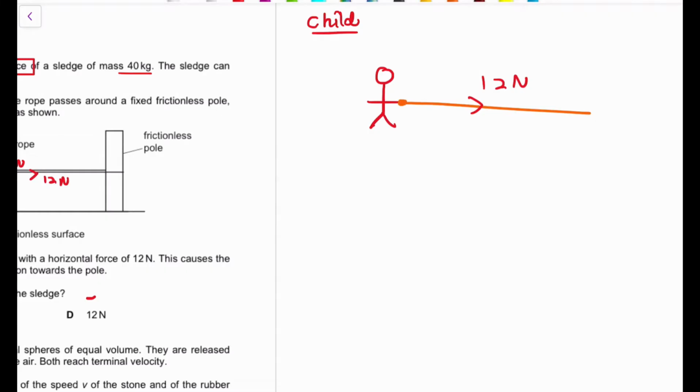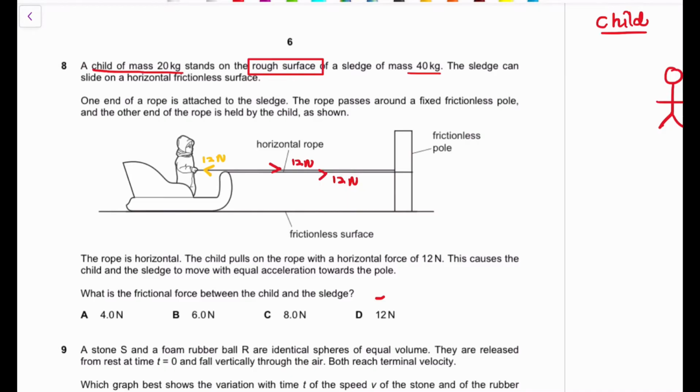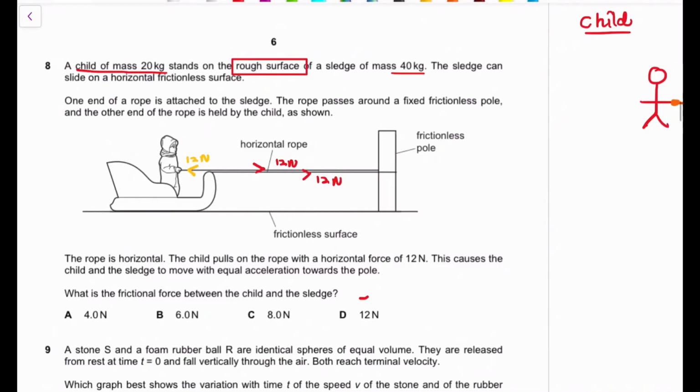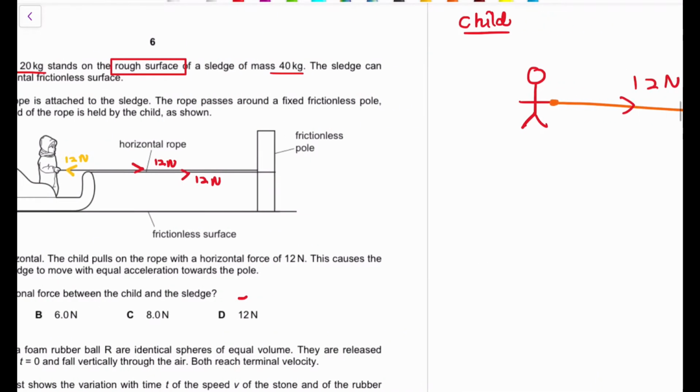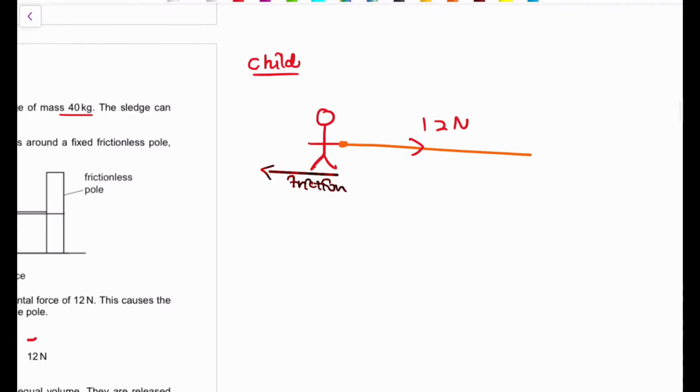The sledge is going to create a frictional force backwards. If the child tries to move forward, it creates a frictional force that acts backwards. So this is the force of friction, acting backwards. The child is moving with 12 newtons, and the force of friction acts backwards with the force F. Very important for you to be thinking of that.